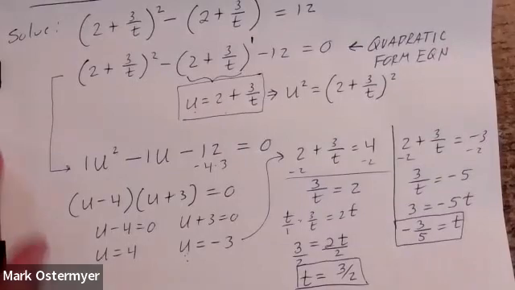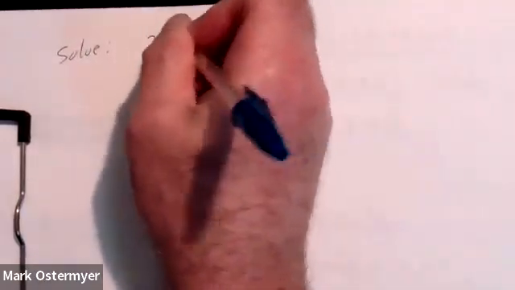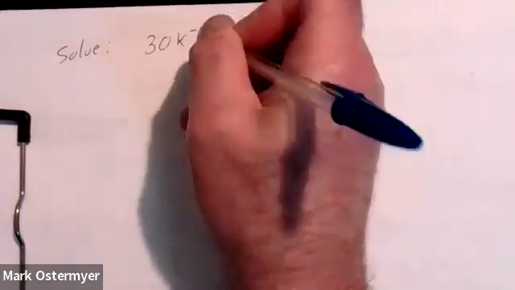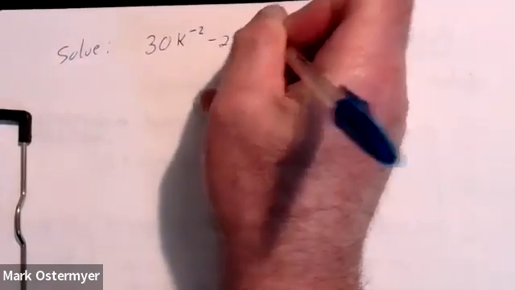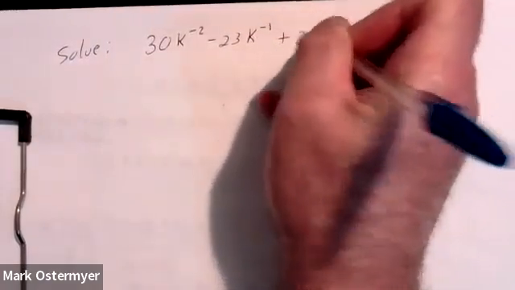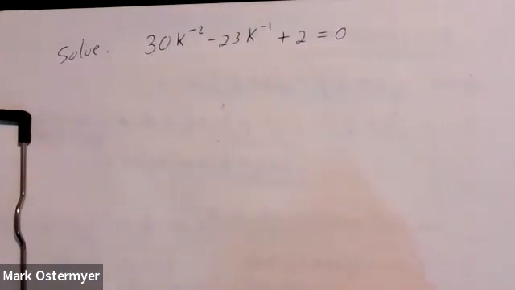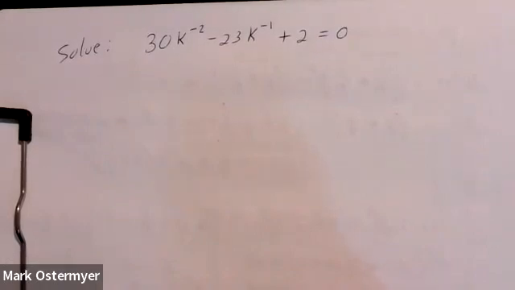All right, I want to solve another one, somewhat similar to that, but a little different. 30 times k to the negative 2 power minus 23 times k to the negative 1 power plus 2 is equal to 0. We want to solve for k, but this is rather messy looking. In fact, it's very messy looking.